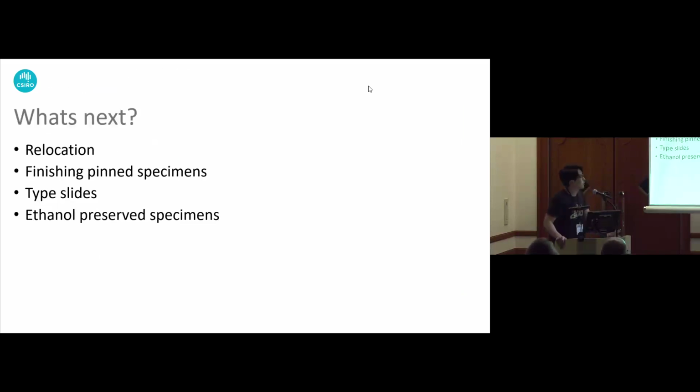So what's next for us? First, of course, safely transferring these specimens to the new building. Fingers crossed, no damages and stuff. And then I'm looking at finishing up assessing and imaging of the pin specimens, and then we can move on to look at the type slides and the ethanol-preserved type specimens. So slowly and steadily, we are making every type count.